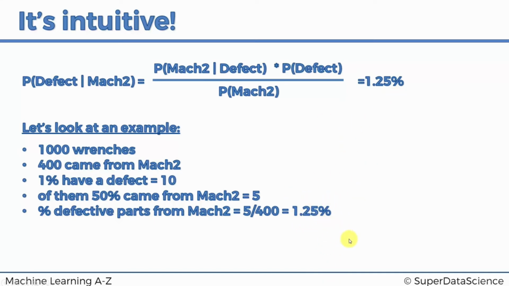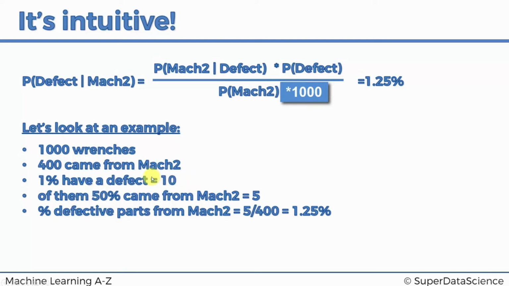Not only do we get the same answer, we actually did exactly the same process. If you think through what we did here, we had 1,000 wrenches, and then we turned that into 400. So we multiplied 1,000 wrenches by 40%, which is the probability of a part coming from machine 2. So this is our denominator. Instead of the probability of machine 2, this 400 is P of machine 2 times 1,000. So we have P of machine 2 times 1,000 in the denominator instead of just P of machine 2 in what we're doing here.